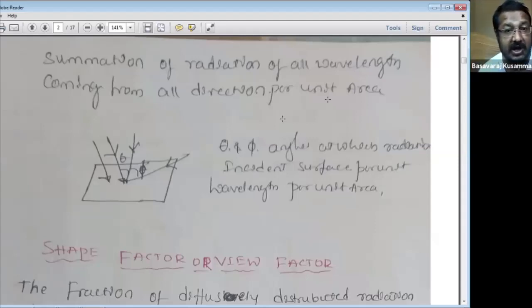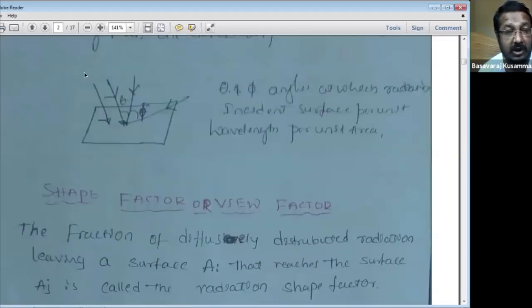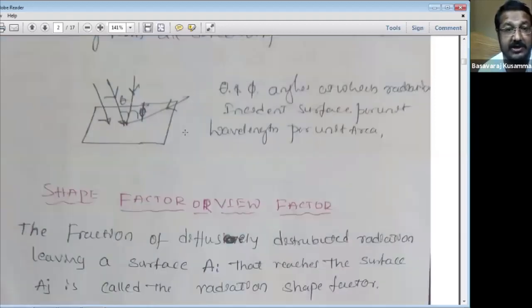Diagrammatically we display it here. The radiation falling on the surface, per unit area, is called irradiation. Then we discuss the shape factor. What is the shape factor? We will discuss this.